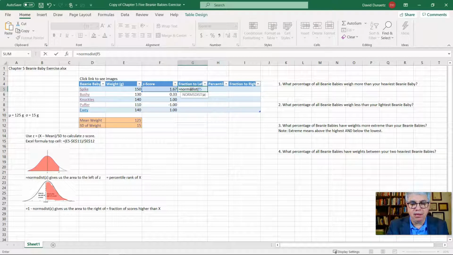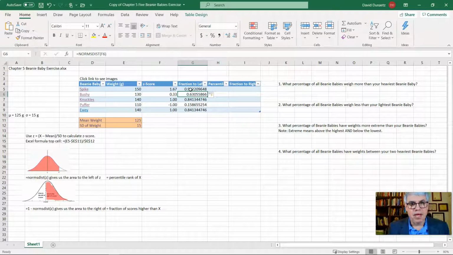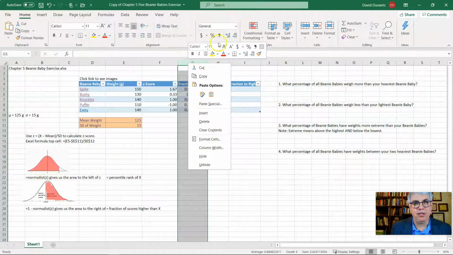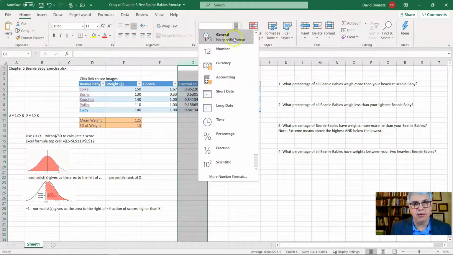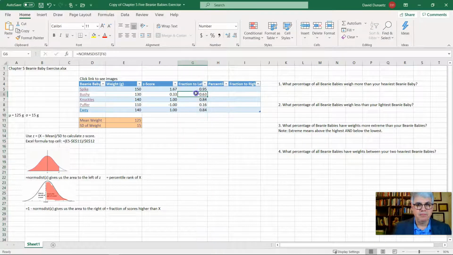and it's going to be F5, and I want it to be a relative reference, so no dollar signs. And I press enter, and we get lots of decimal points. So I'm going to select it and put it in number. And so we can see that 0.95 is to the left for Spike. Down for Puffer, who is lightest, there's only 16% who are lighter.